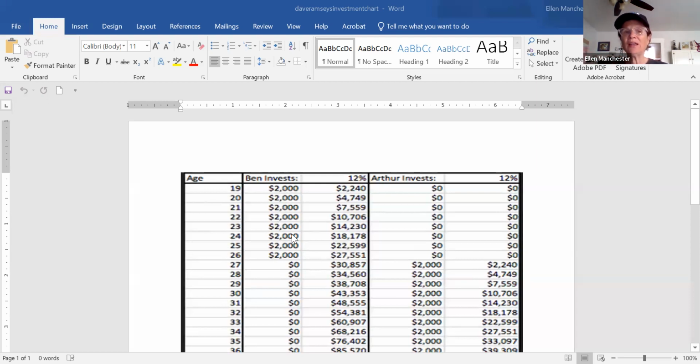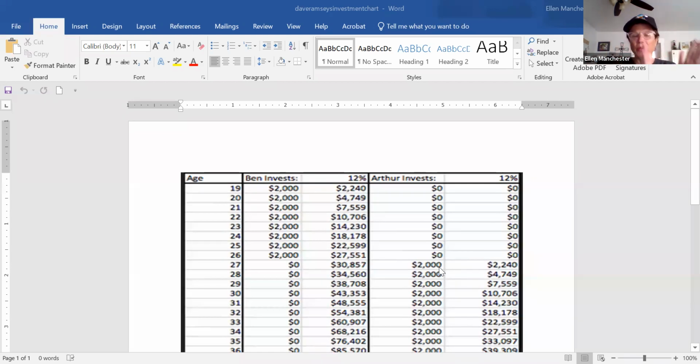Okay, so he starts at 19, and then we're going to see what he ends up with at the age of 65. Our other investor is Arthur. Arthur doesn't listen to his teacher and doesn't take this seriously, and so he does not start investing until he's 27. Okay, now granted, he starts investing at 27, puts in $2,000 a year all the way through to 65. So 65 minus 27 is 38. So for 38 years, he puts in $2,000. So 38 times 2,000 is $76,000, right?